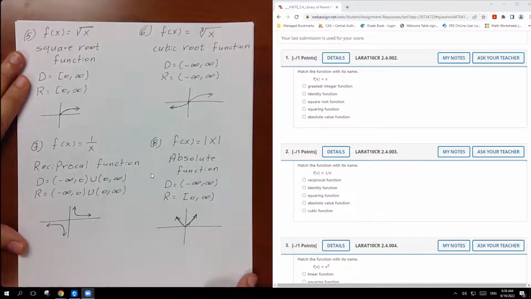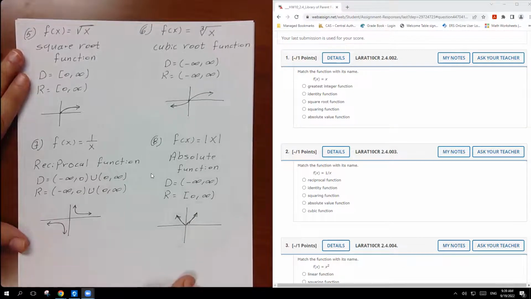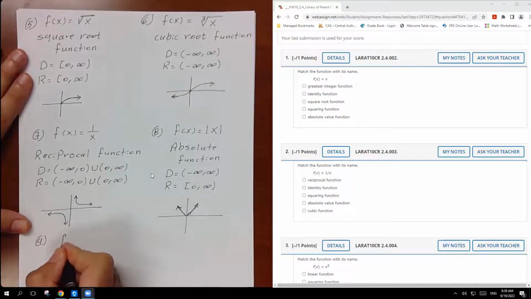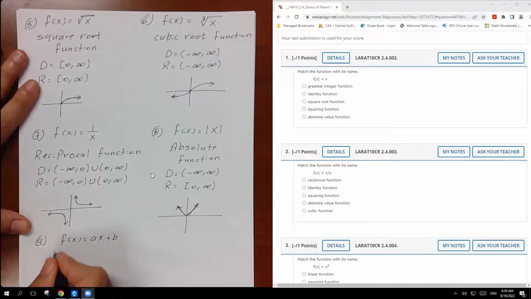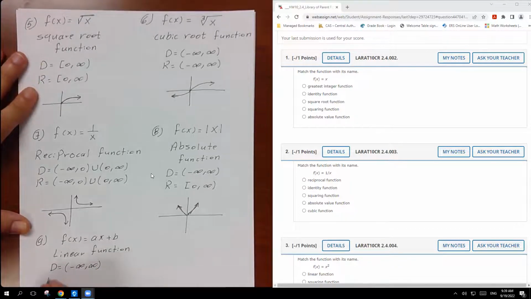Number 9, the last function, which is the linear function. Let's do it here. It's f of x equal ax plus b. This is called linear function. And the domain for this function is going to be negative infinity to positive infinity. The range, the same thing.